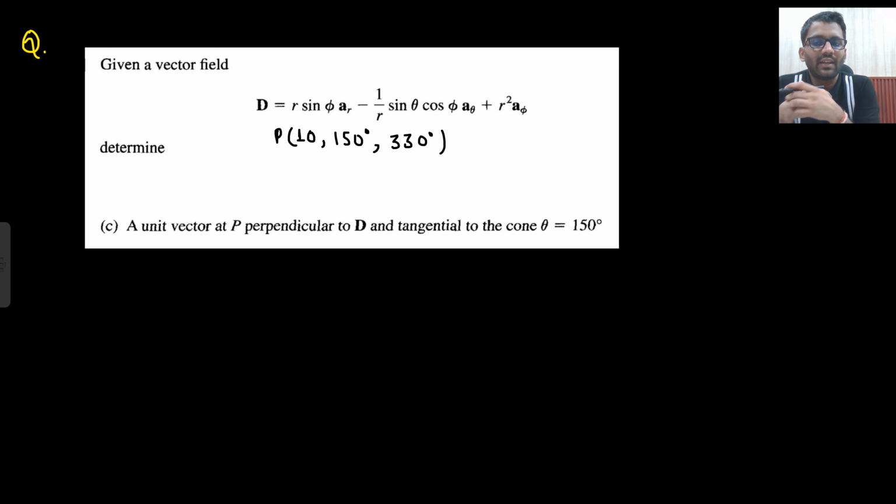So vector field is given at point P. This is the point P given. You need to find a unit vector which is perpendicular to D and it is tangential to the cone theta equals to 150 degree.